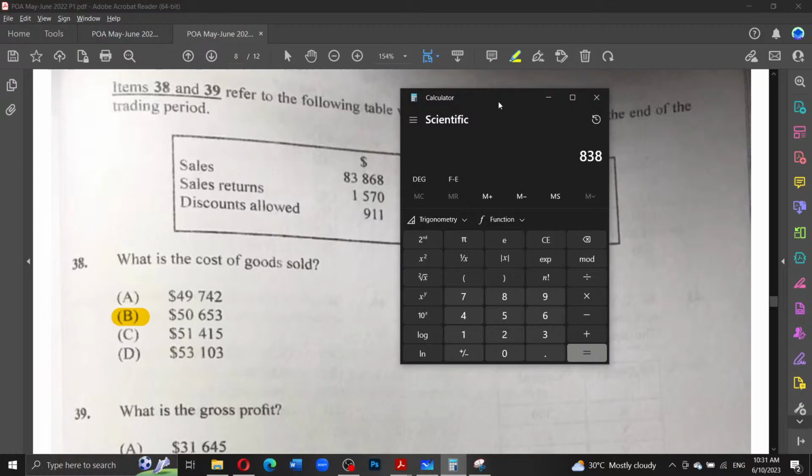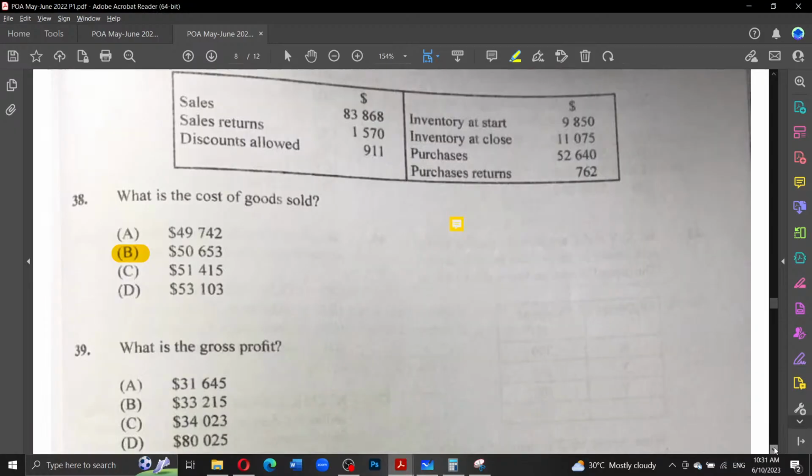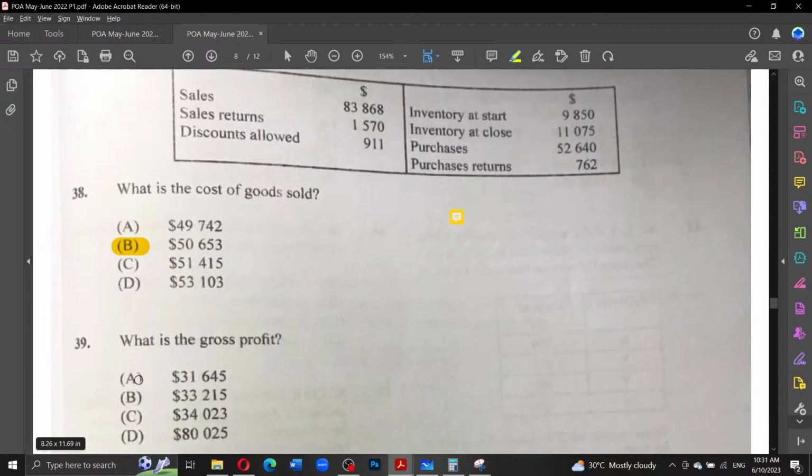Net sales is, let me see, $83,868 minus 1,570. This here is net sales. Net sales minus cost of goods sold, which is 50,653. And we have 31,000. Okay, the answer is this.